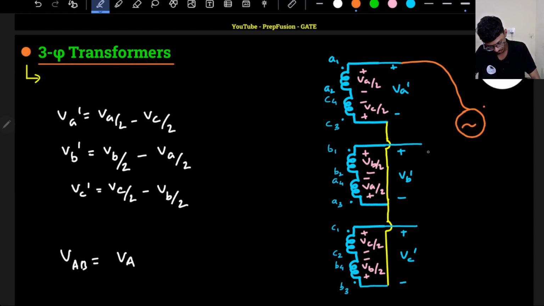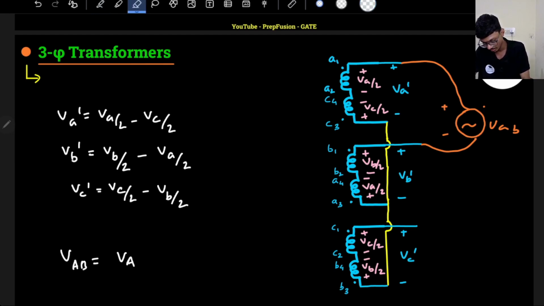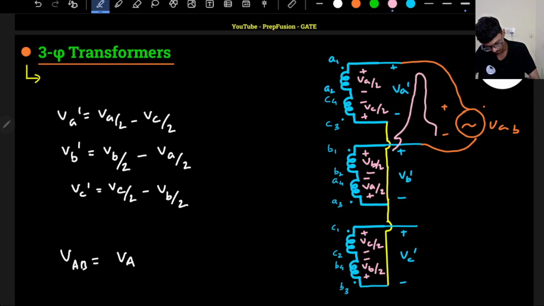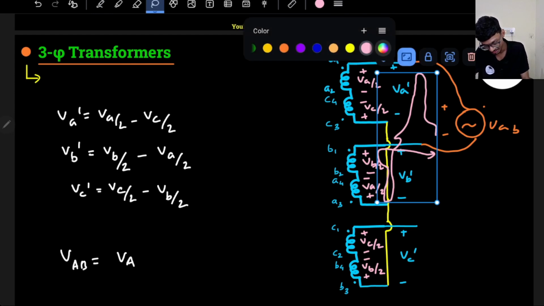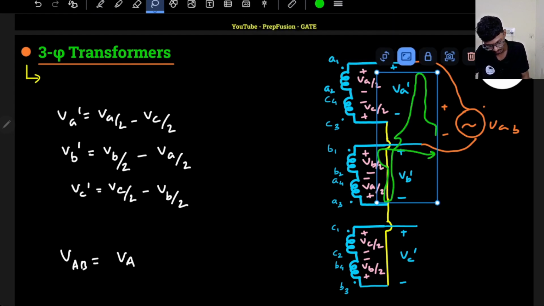V small ab will be somewhat like this, correct? VAB. So if I apply KVL here, this is plus minus V small ab. So I will apply simple KVL. I will start from here, go throughout this loop, bypass this, then again go throughout this loop and end here, right? Okay, I know you are getting confused with the color. Let me make it green, that would be better.